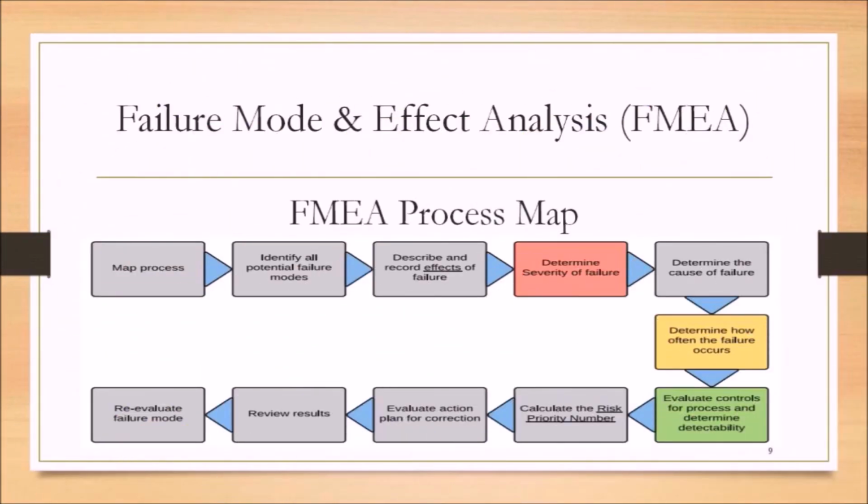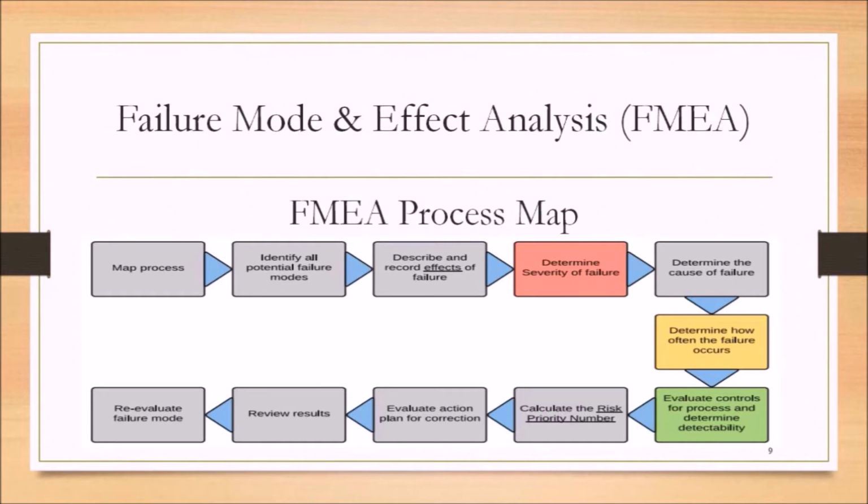So now, let us proceed to the FMEA process map. To carry out the failure mode and effects analysis, we need to know about our process map. A process map is also called the process flow in the production line. Next, identify all the potential failure modes, describe and record the effects of failure, and also determine the severity of failure. After that, determine the cause of failure. To determine the cause of failure, we can use fishbone analysis, 5 why analysis, and also fault tree analysis.